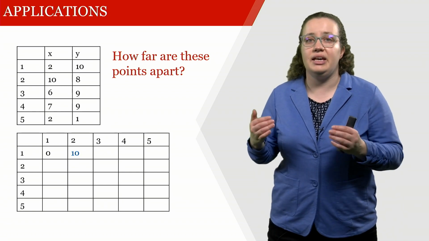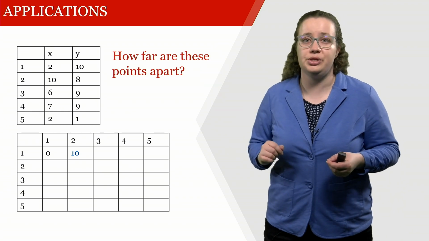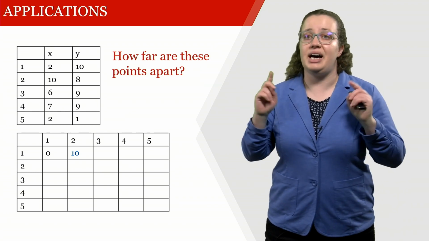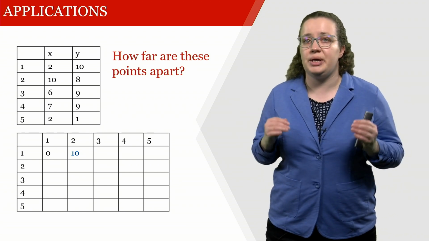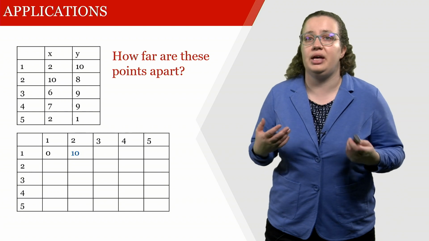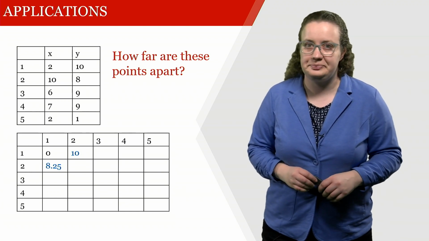Then we take 8 minus 10, which is minus 2. We take this to the power of 2, which gives us 4. Then we add these two numbers, we get 68. And then we take the square root of that. And the square root of 68 is roughly 8.25.